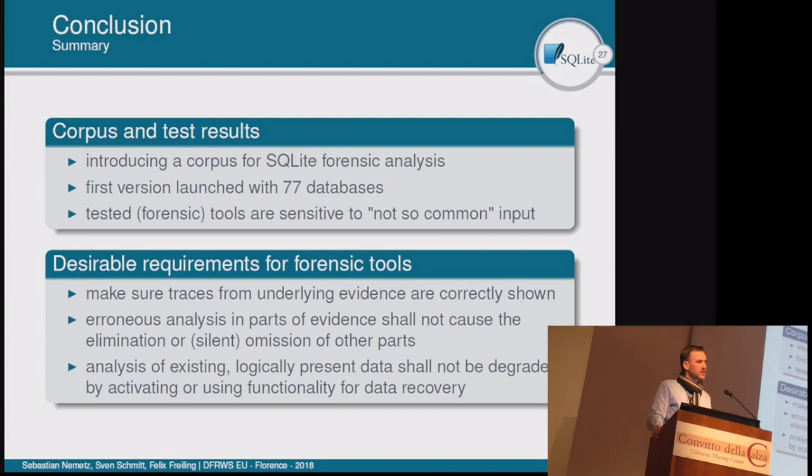The second requirement: erroneous analysis of a little part of the evidence should not cause the elimination of the rest of the entire evidence. So what does that mean for a database? A database contains different elements, probably many tables, some indices, some views, some triggers. And if you encounter a problem when parsing one of the tables, then try to continue, because that does not mean you are not able to parse the other tables or the other elements. What we have discovered is that some tools stop when they encounter an error or cannot analyze something. And the worst scenario is when they stop and they don't tell the user that there was a problem or something occurred that they didn't deal with.